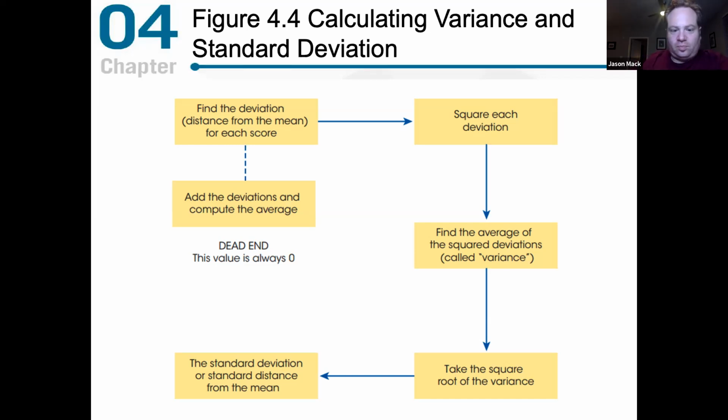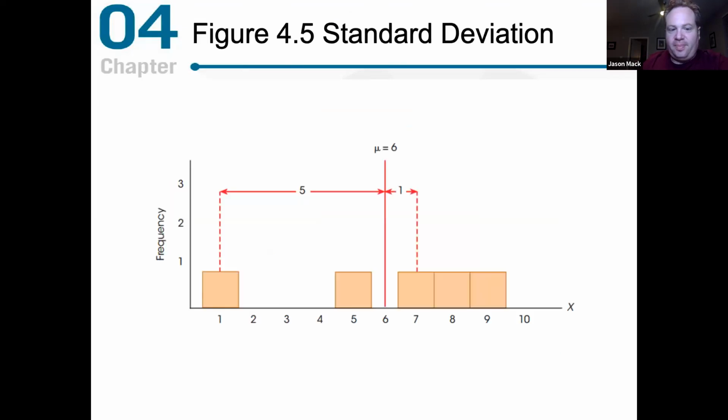So we have our standard deviation in terms of how the scores, this is a histogram. The mean for the population is 6, the smallest distance from the mean is 1 point. The largest distance is 5 points. The standard distance or standard deviation should be between 1 and 5 points.